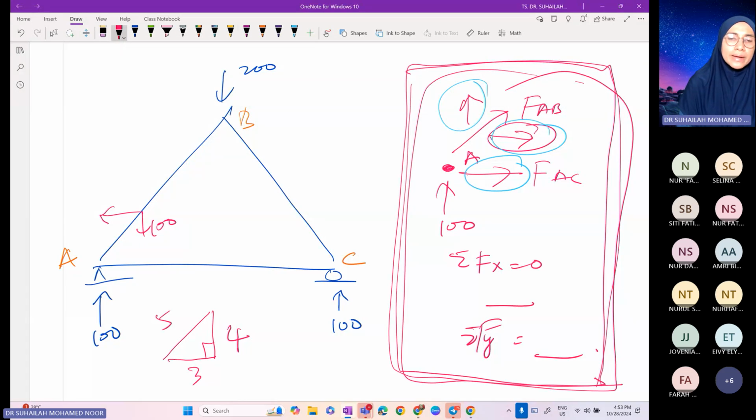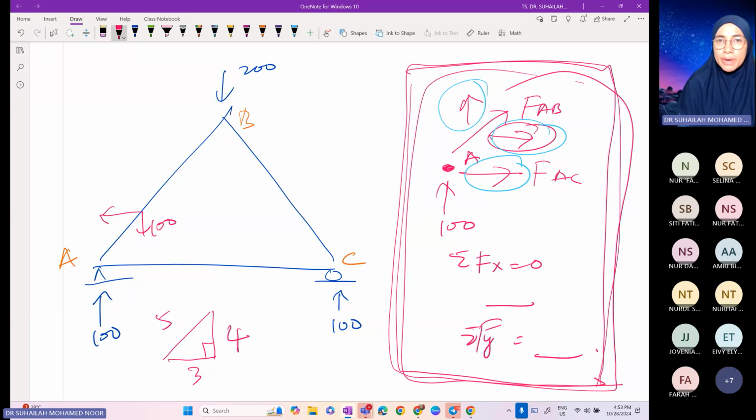Okay, so number 1 kita akan letak negative 100 tu sebab dia akan balancekan reaction 100 dekat support A, dekat pin A, and then dah dapat negative 100. It is for incline member. So once we get y, we should get x.